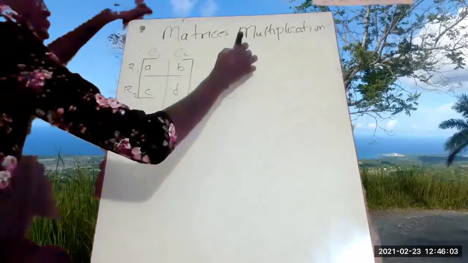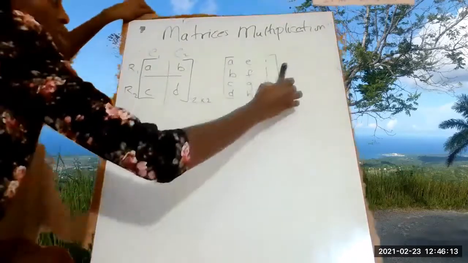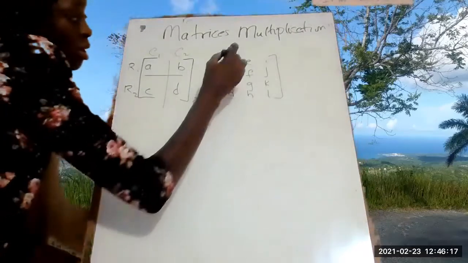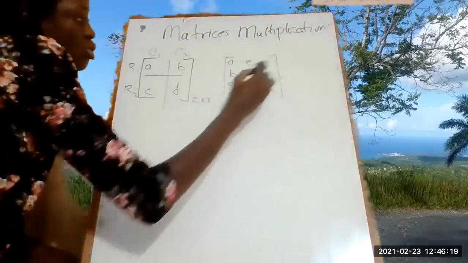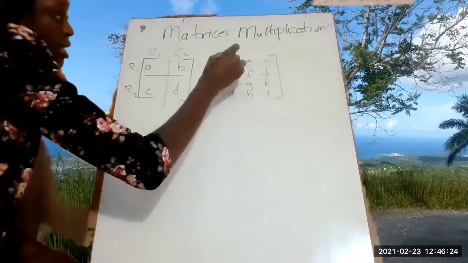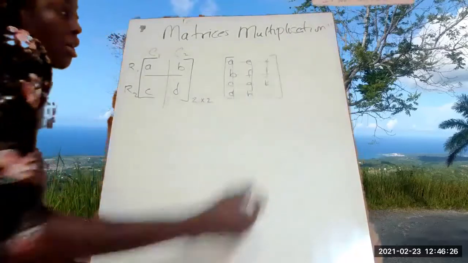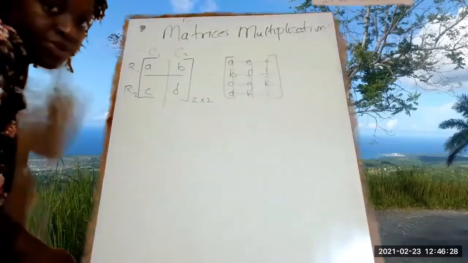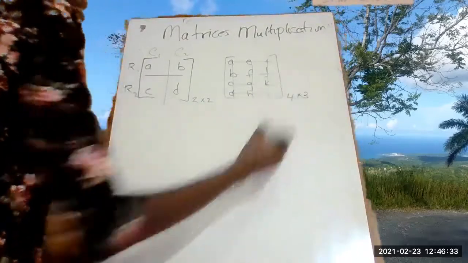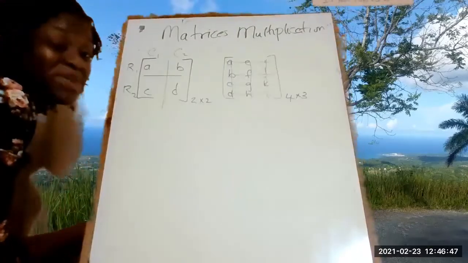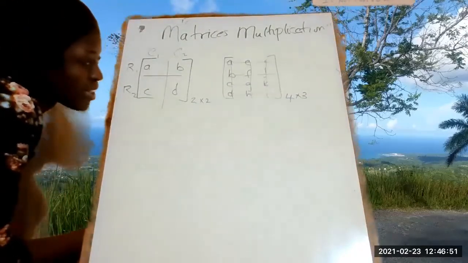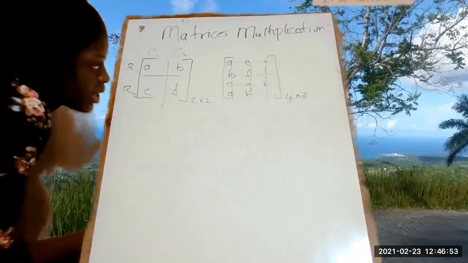Now if the matrix looked like this, then we have 1, 2, 3, 4 rows and 1, 2, 3 columns. So it would be a 4 by 3 matrix. Each item in the matrix is an element, right? Alright, do you need to know anything else?